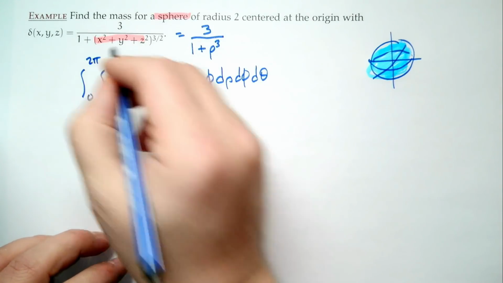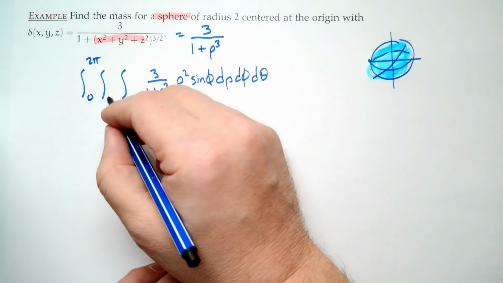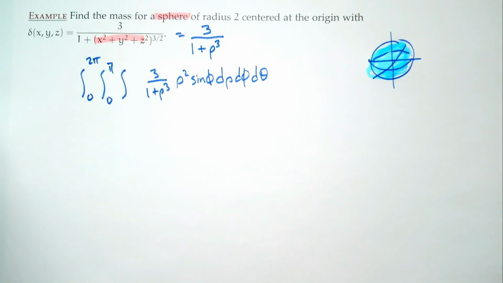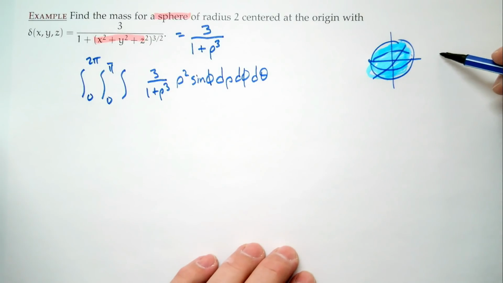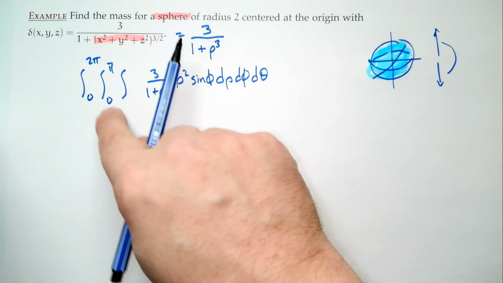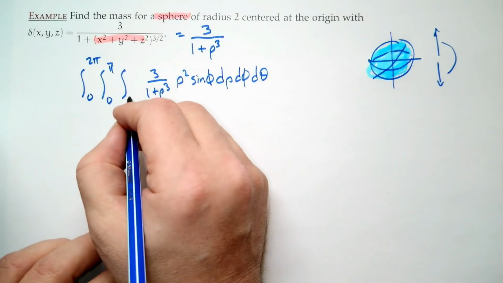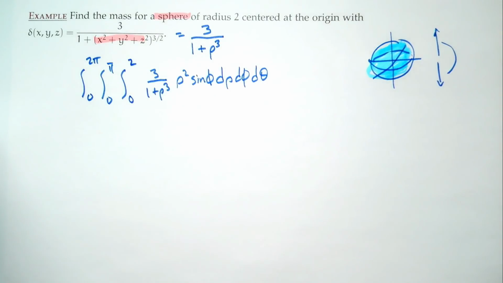What about phi? Where does that go from? 0 to pi. Because remember, phi only goes from 0 to pi, and we go the whole shape. We go straight up as phi equals 0 to straight down phi equals pi, and then we cover everything in between. So phi equals 0 to phi equals pi. How about rho? Where does that go from? 0 to 2. Now the nice thing about spherical coordinates is spheres are very nice and easy to describe.